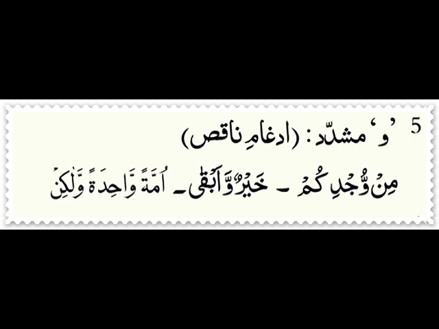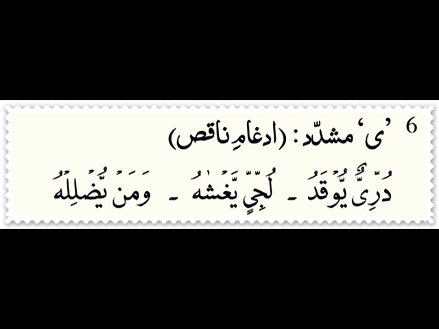Now the third example, we have to pronounce some more letters as we did in the previous examples. For example, we have a mim mushaddad, and afterwards we have a noon tanween which is followed by a waw. Then we have a noon tanween which is followed by a waw again. Now all of these three letters have to be prolonged. So we will read it as ummatan wahidatan walakin.